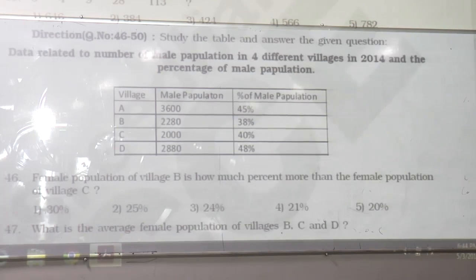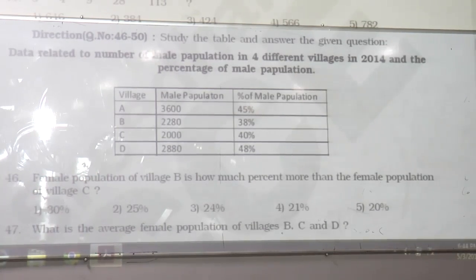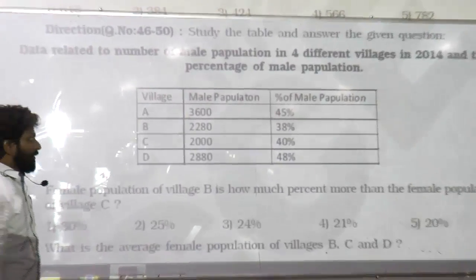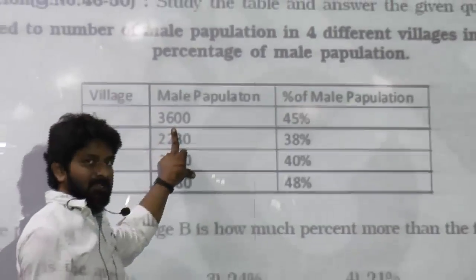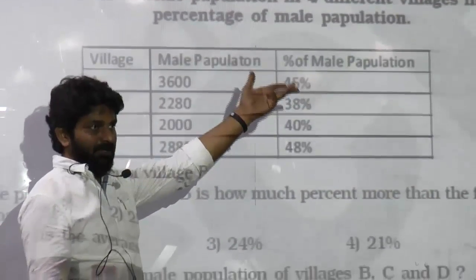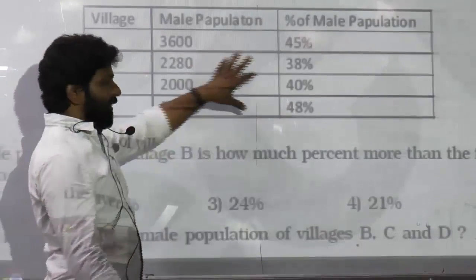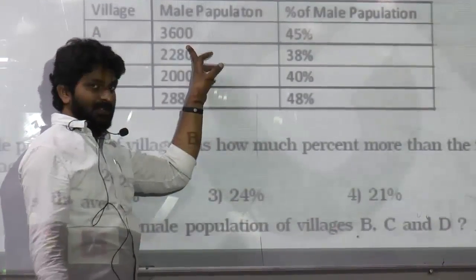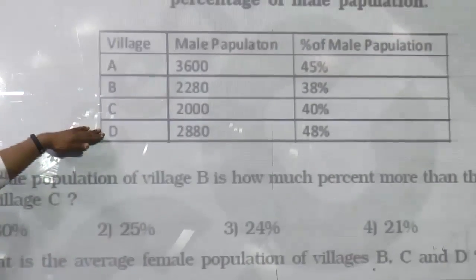So you were given male population but male percentage. If you want to calculate either female or total population: if you want to calculate female population, 45% is 3,600, 55% is equal to how much? If you want to calculate total population, you need to calculate 100%. 45% is this much, 100% is how much? So for every value you need to go for calculation.